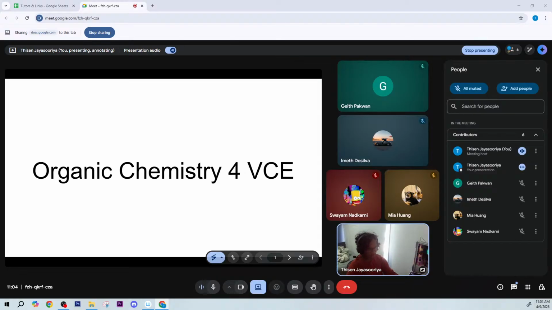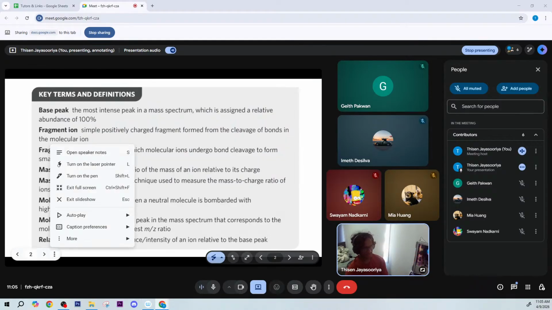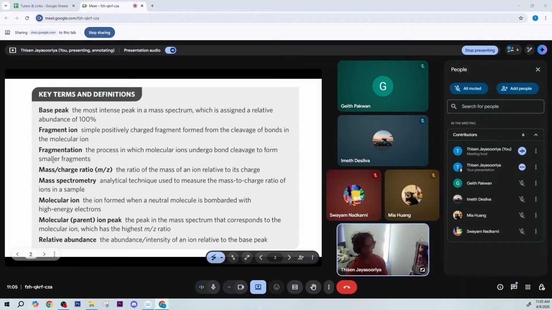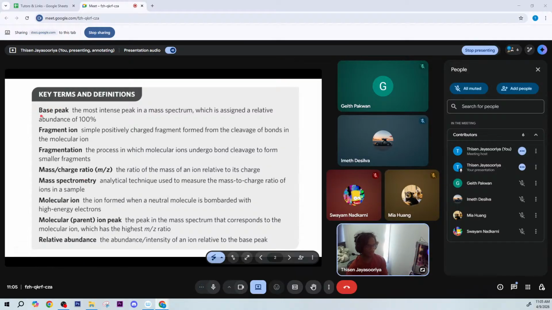We'll start going through this one. The first thing that we're going to be dealing with is going to be mass spectroscopy. So I'll highlight the phrase base peak and molecular ion peak, or they'll call it a parent peak sometimes.